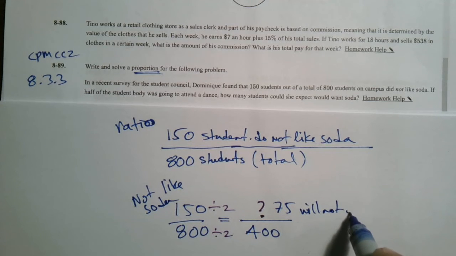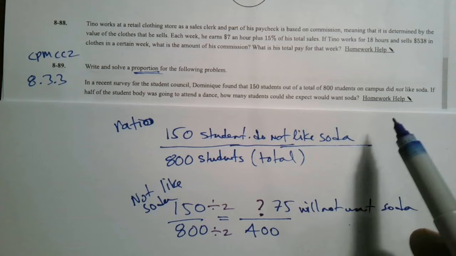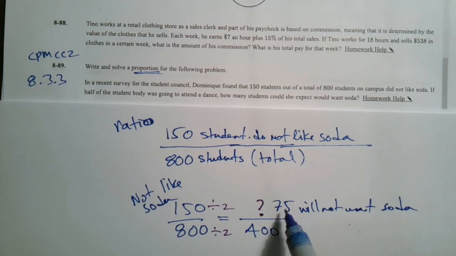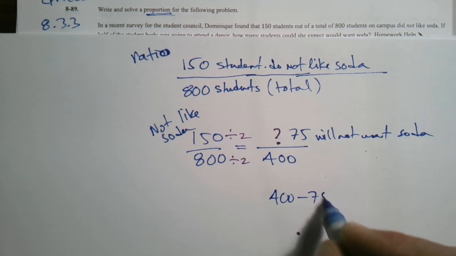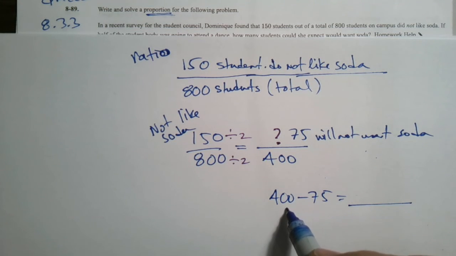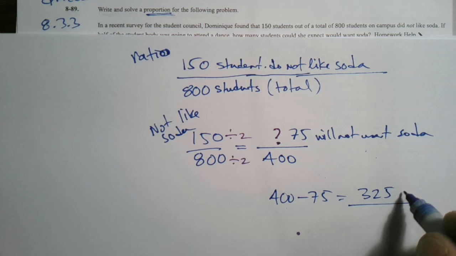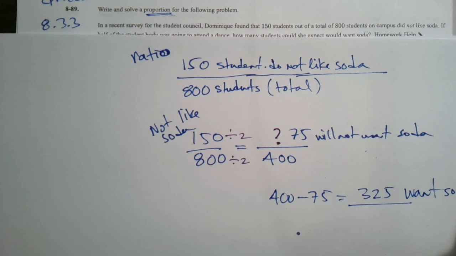But the question said, how many would want soda? So how do I figure that out? If 75 out of 400 don't want soda, then I just have to do the opposite. I have to take 400 minus the 75 to figure out how many want soda. So 400 minus 75 would be 325. So at that point we know that 325 want soda.